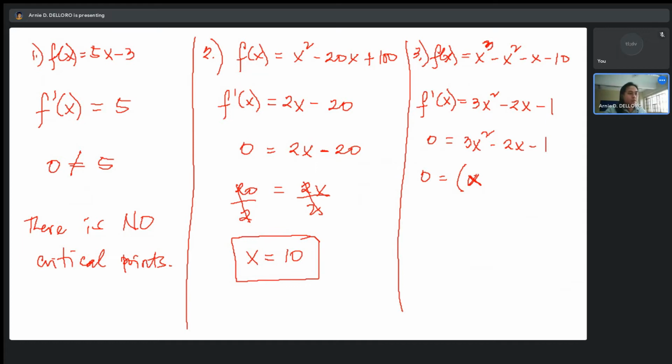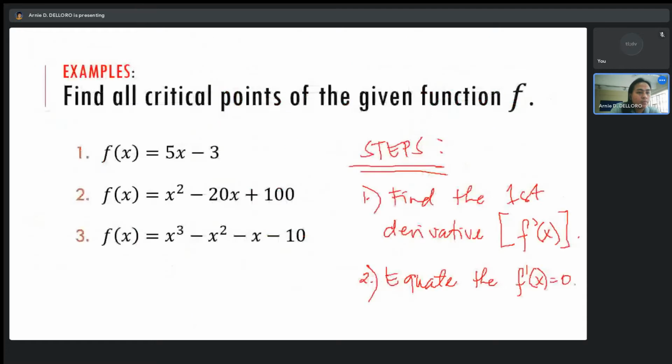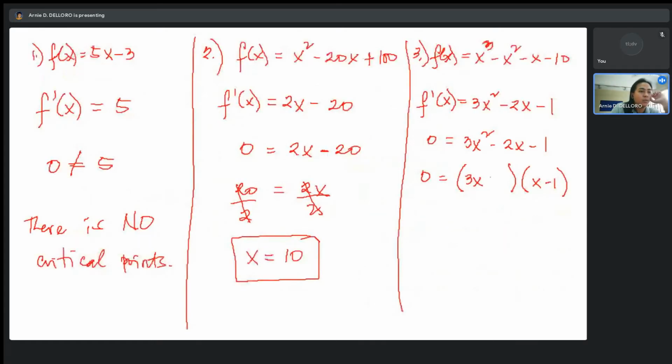Let me first erase this. Okay. So we have 3x. So we have x here. Then, so minus 1 dito. Plus 1. Okay? So we have the factors 3x plus 1 times the quantity x minus 1.